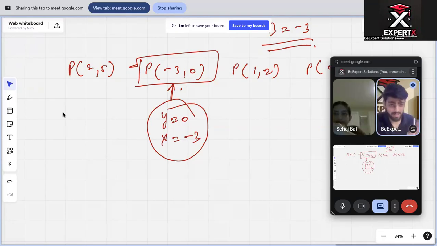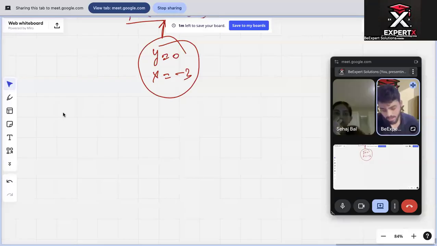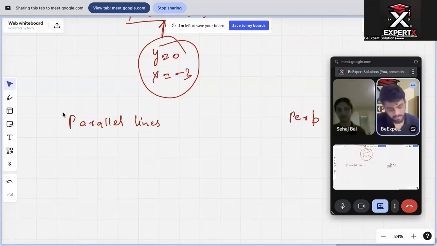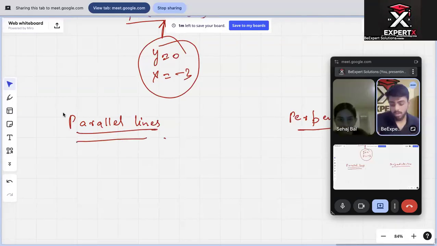Then we have parallel lines. Now I'm coming to your topic. So now it's better to discuss parallel lines and perpendicular lines. Now, how do their slopes relate to each other for parallel lines and perpendicular lines? When we talk about how their slopes relate to each other, what are the things here?